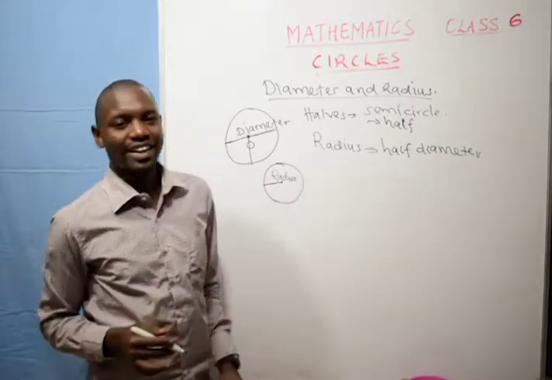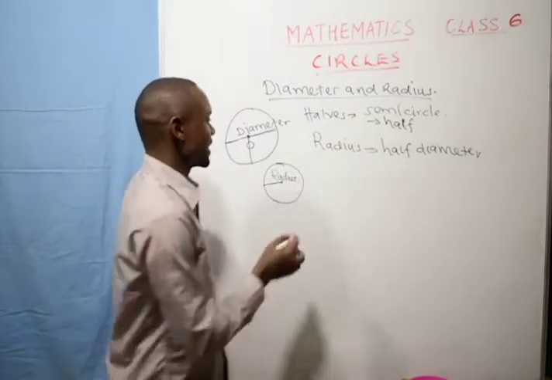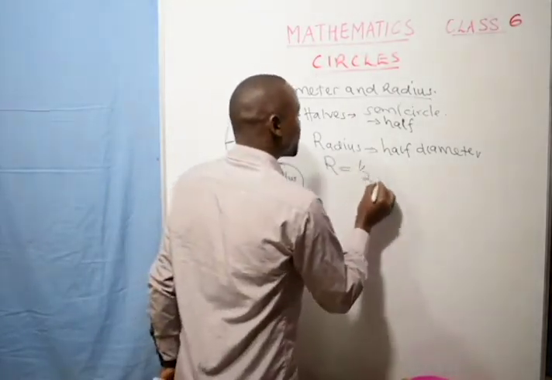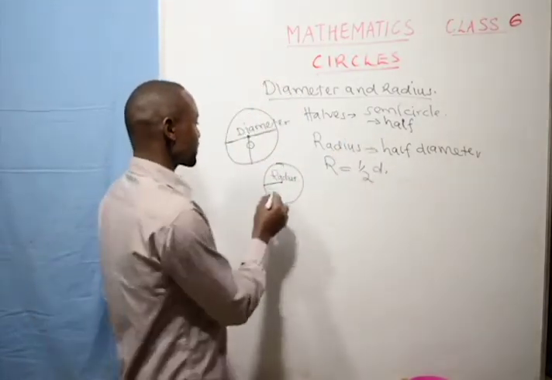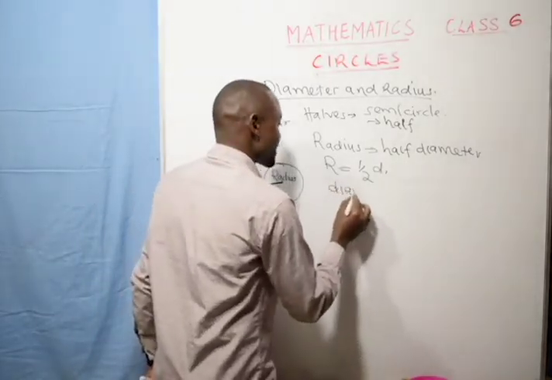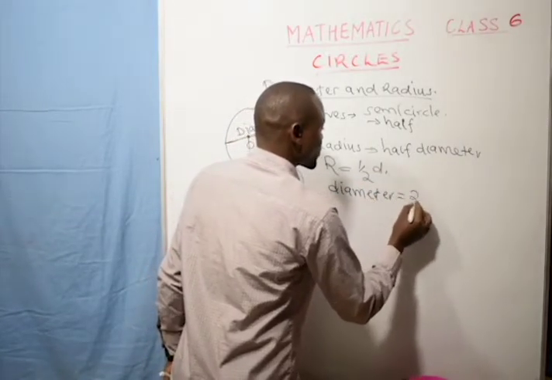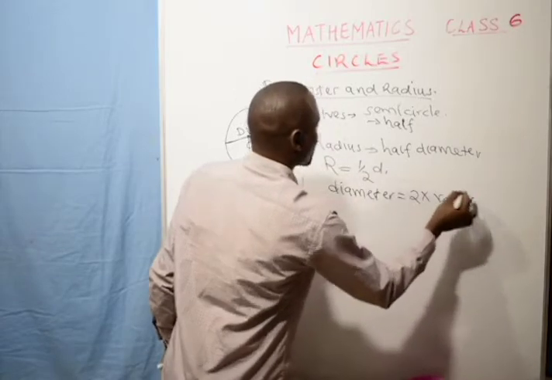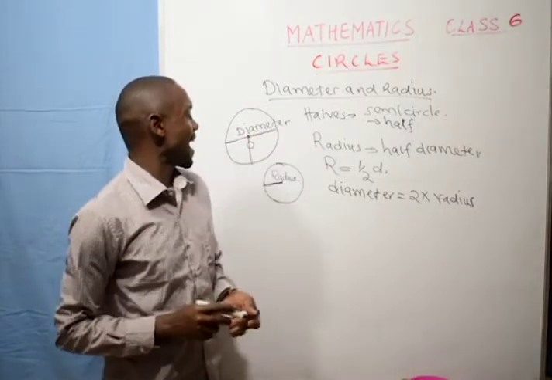How do we get the radius? The radius is half the length of the diameter. So we can say radius is half of the diameter. If you are given the radius, we say diameter is 2 times the radius. Diameter is 2 times the radius. So that is what we call the diameter and the radius.